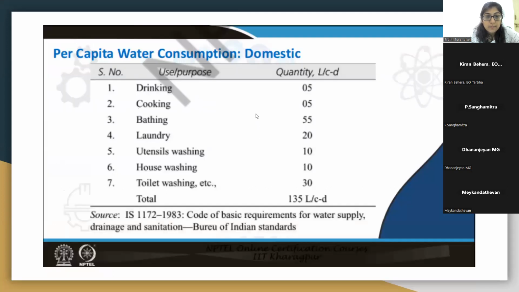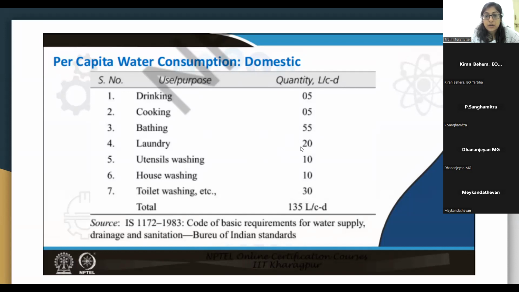Okay. So, according to the Bureau of Indian Standards, IS 1172 1983, Code of Basic Requirements for Water Supply, Drainage and Sanitation, the maximum amount of water consumption is for bathing. After that, laundry. This is the breakdown of the water requirement for domestic purposes, and the total requirement is 135 liters per capita per day. This total value is a very commonly asked question: what is the per capita water consumption in liters per capita per day for domestic consumption? So the total water requirement is 135, and the maximum is consumed by bathing.